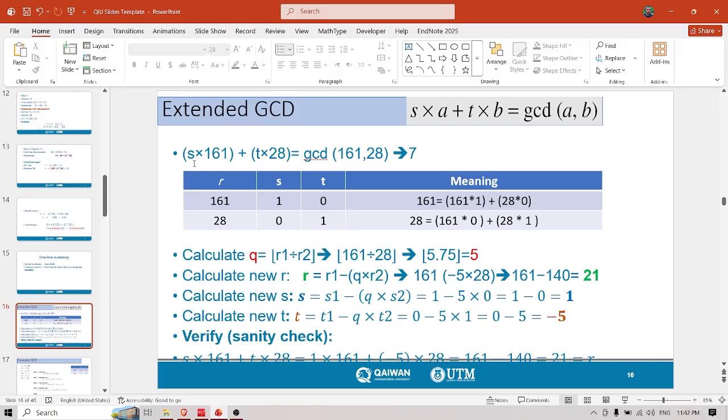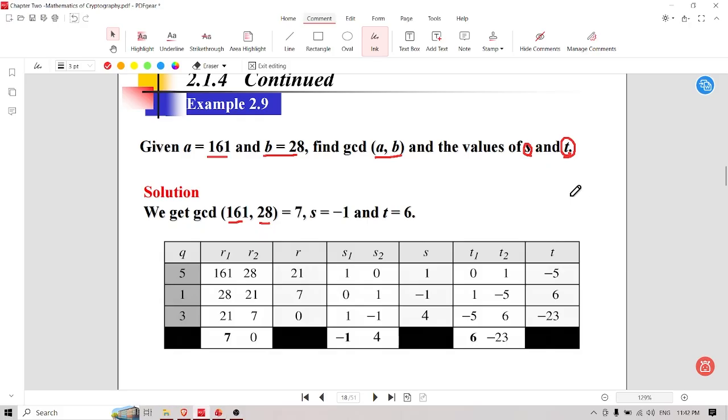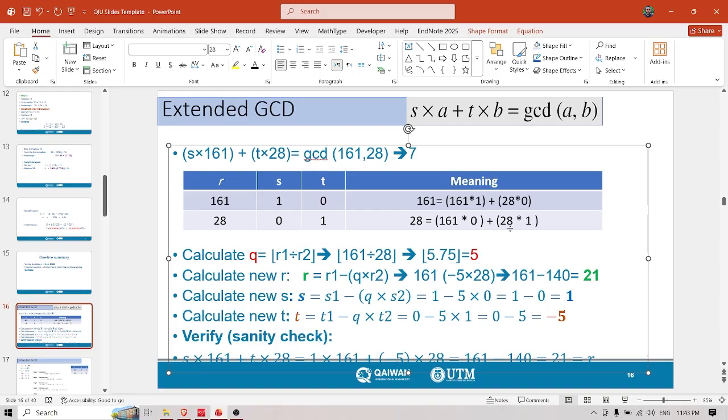Now what we will take would be, first we will rename them as in here. Now from here we say that 161 is R1, 28 is R2, and the remainder of these two would be 21. How? We will now take a look at it.